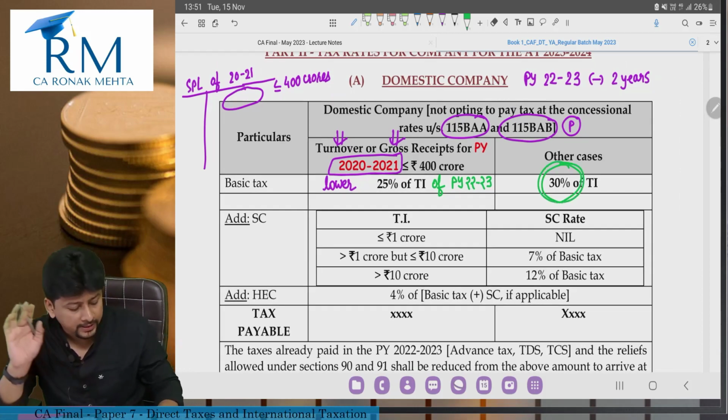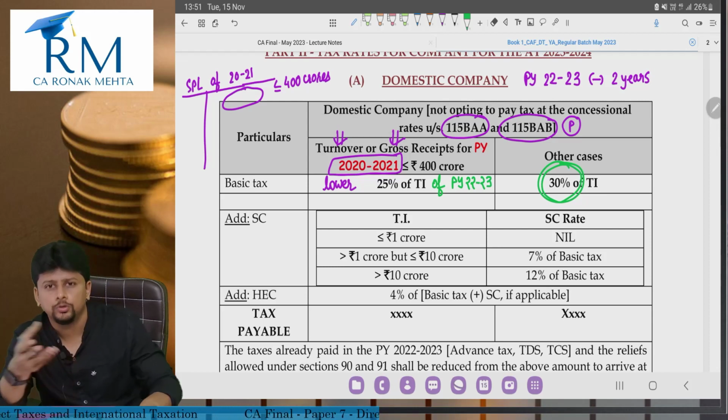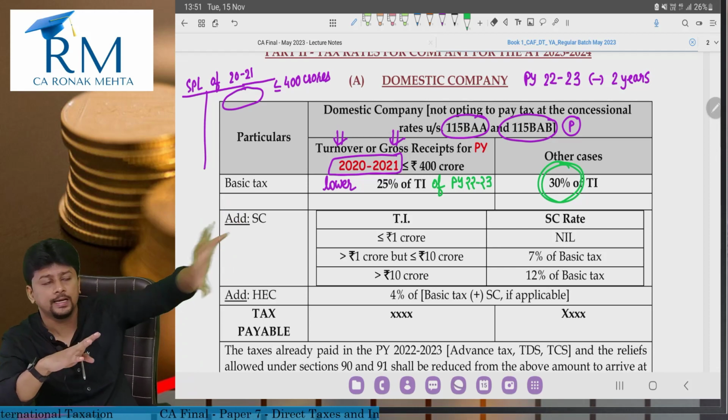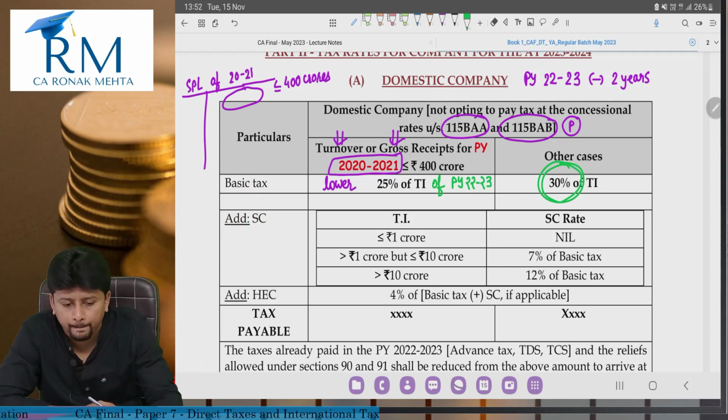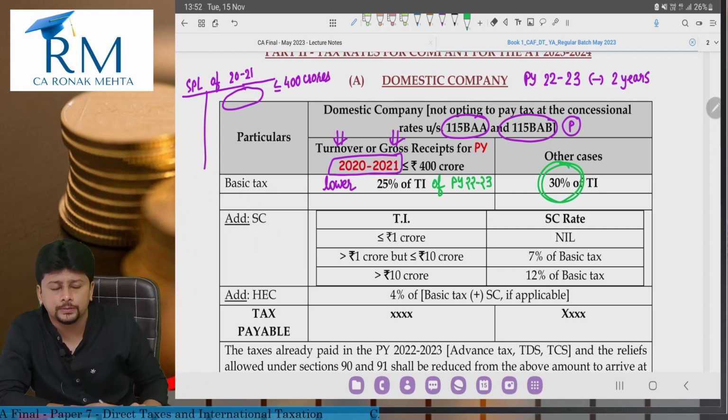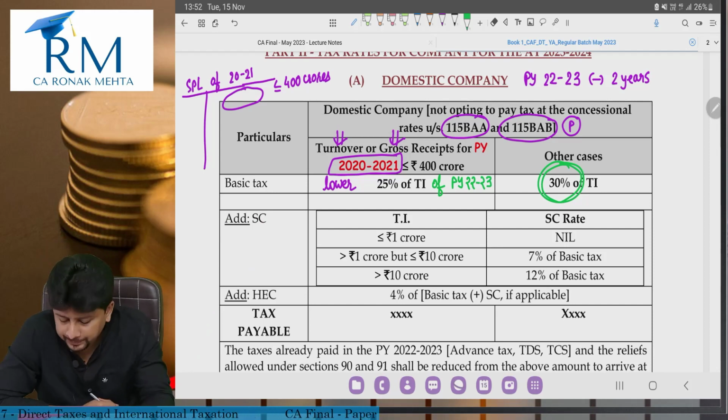So the rate of tax which was 30% has been brought down to 25%. But for this the criteria is go back 2 years. Now sir, why go back 2 years? See, it's very common sense.